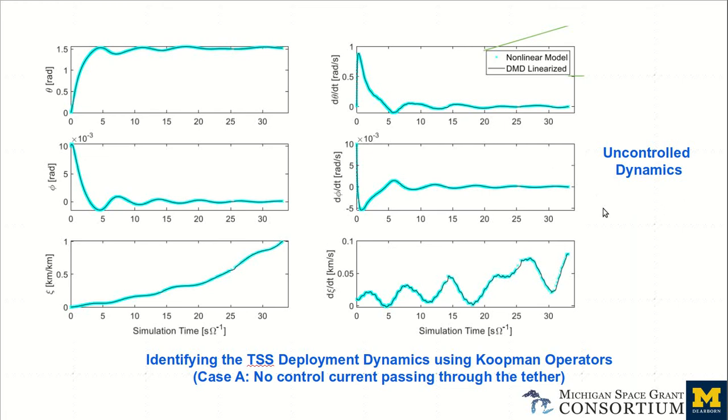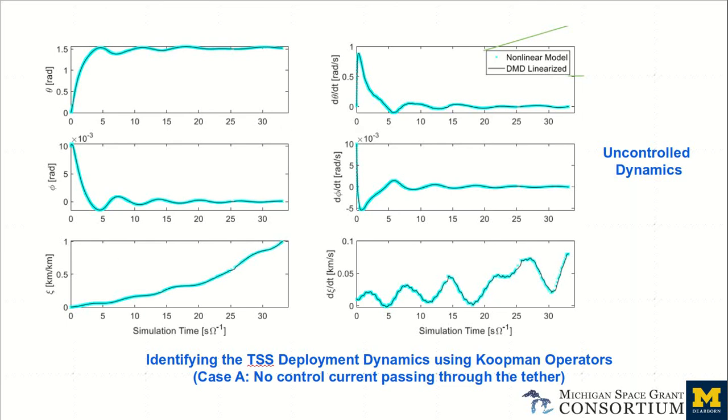As you can see from the figures, the first set of simulations were based on uncontrolled dynamics, meaning that there were no control forces acting on the EDT, and the only forces that were acting were sinusoidal disturbances. The nonlinear model is generating the blue lined data, and the linearized dynamics which is obtained from applying the Koopman operator theory is giving us the black lines. As you can see, there's a very good overlap between the linearized dynamics and the data which is generated by the nonlinear model.